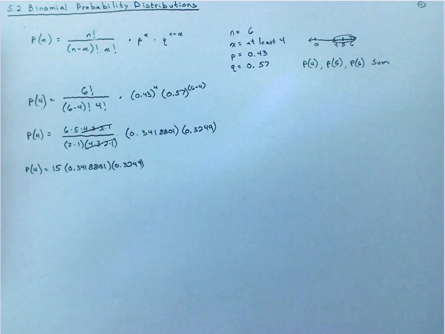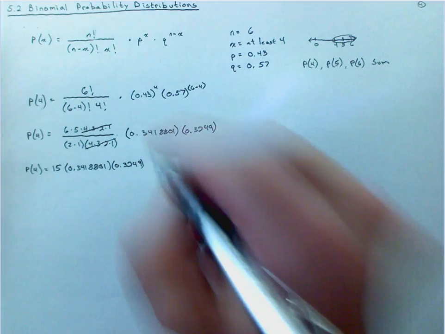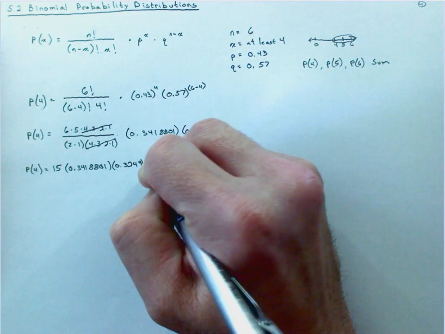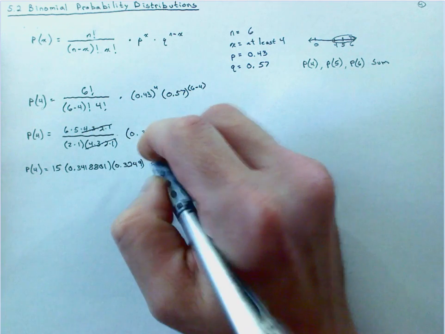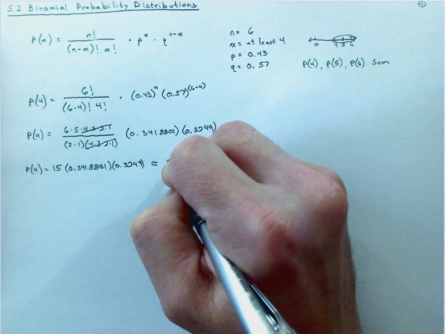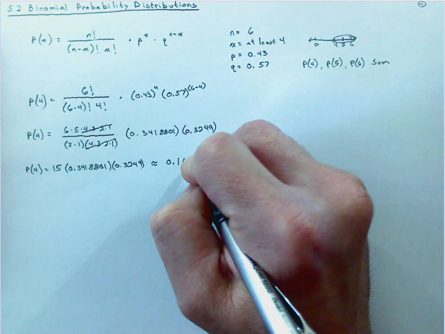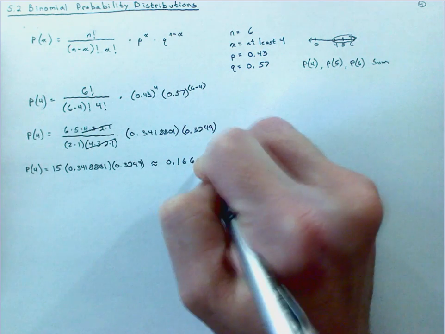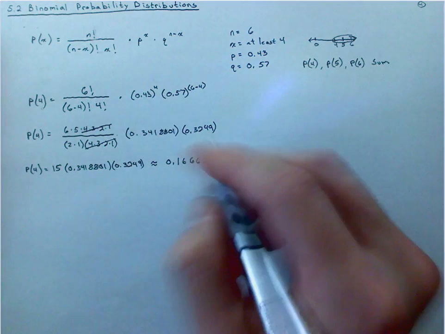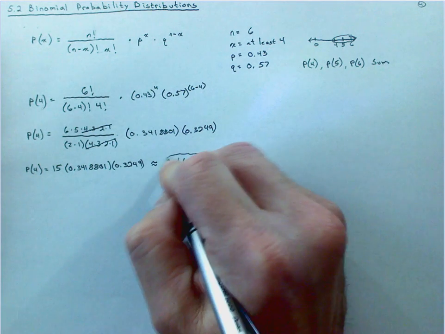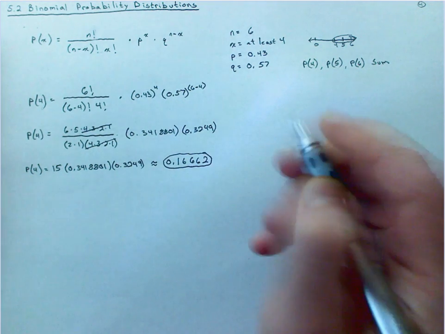I'm not going to do the calculator on the screen, I will just type it in. What I have here, using my approximate symbol since it's not all the way through, is 0.1662. And that is for x equals 4.